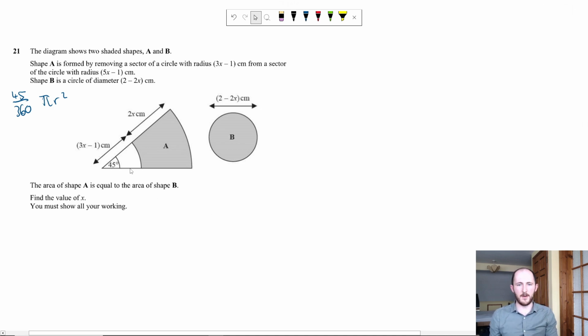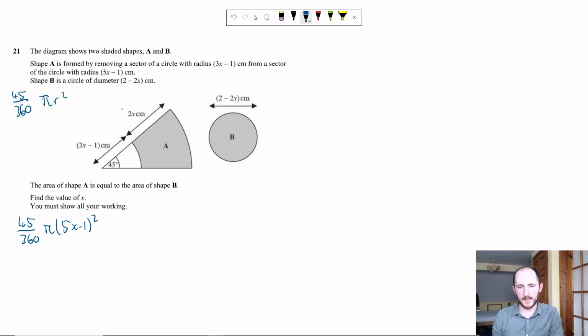So if we write this out now, we're going to have 45 over 360 pi, and what's the radius of the overall big pizza slice? Well, it's 5x, so 3x minus 1 plus 2x, 5x minus 1 squared, minus the small pizza slice, 45 over 360 pi, times 3x minus 1 squared. And that should equal the area of the circle, which, if you just halve this, that gives you the radius, so it would be pi times 1 minus x.